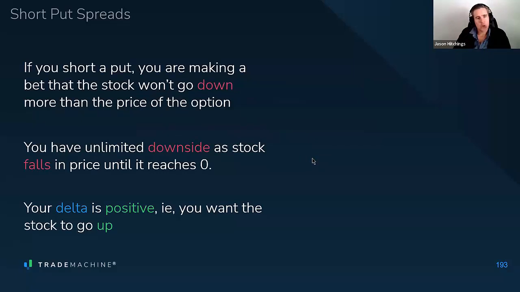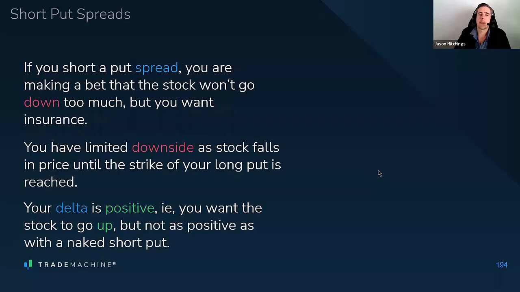So if you're short a put, you are making a bet that the stock won't go down more than the price of the option, because you're going to have to buy the stock at a lower price. You have unlimited downside as the stock falls until it reaches $0. Your delta is positive because you want the stock to go up.